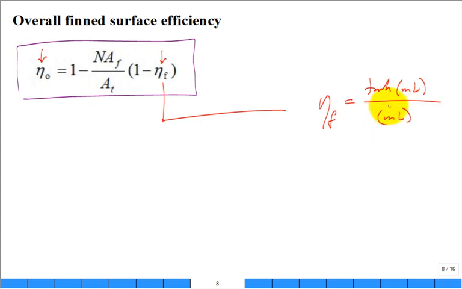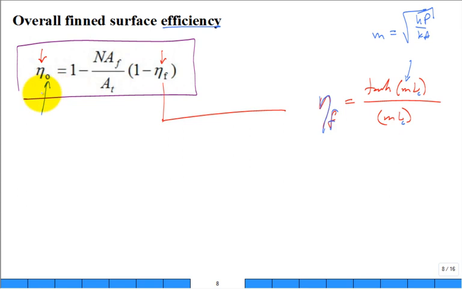The hyperbolic tangent of what? What is m? The fin parameter. m is equal to the square root of hP divided by kA, and L is the length. And if you want, you can put L sub c there. What does that mean? It's corrected. They're going to use this simple adiabatic tip formula, even though it may not be an adiabatic tip, it may be a convective tip, but they'll have a little correction to it. That's what this is all about for the efficiency for one fin. Then here it is for the overall surface, eta naught.